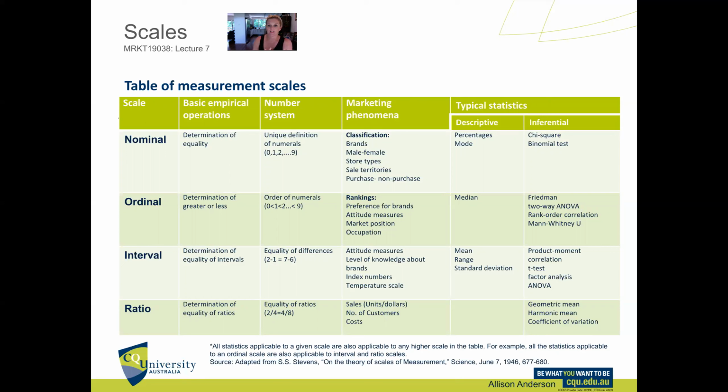Okay, so right, typical, this is really quite a useful table. Okay, so nominal can give you a determination of equality. It has a number system, so you have a unique definition of numerals, and when you're thinking in SPSS, if you had apples, oranges, bananas and pears, apples would be 1, oranges would be 2, bananas would be 3, and pears would be 4. So you just arbitrarily give them a number and that can help with your analysis later. They don't have to be in any particular order.